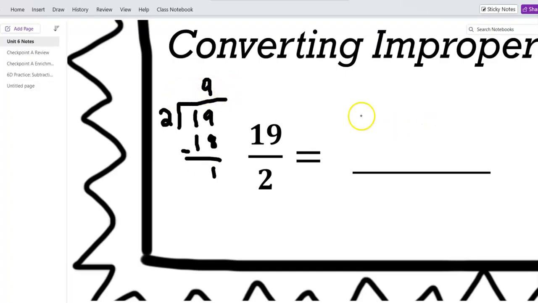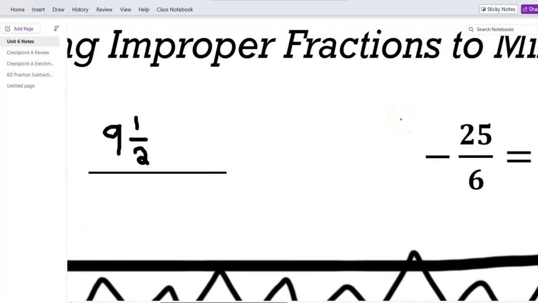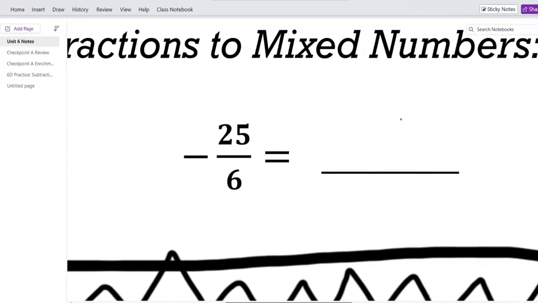So let's go ahead and create a mixed number. The number on top up here, how many times it goes in, is our whole number, because 2 fit into 19 9 total times, and we had 1 out of 2 left over. Again, your denominator is not going to change. It's still going to be 2. And then your remainder goes on top. Go ahead and pause the video and try to do this next one.